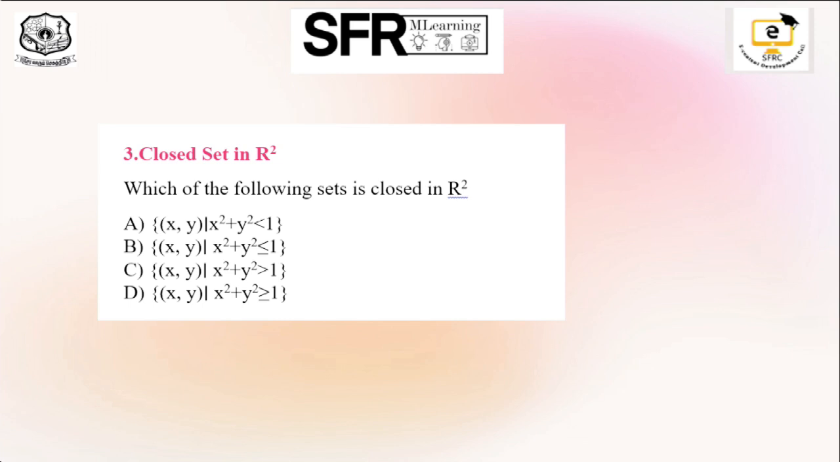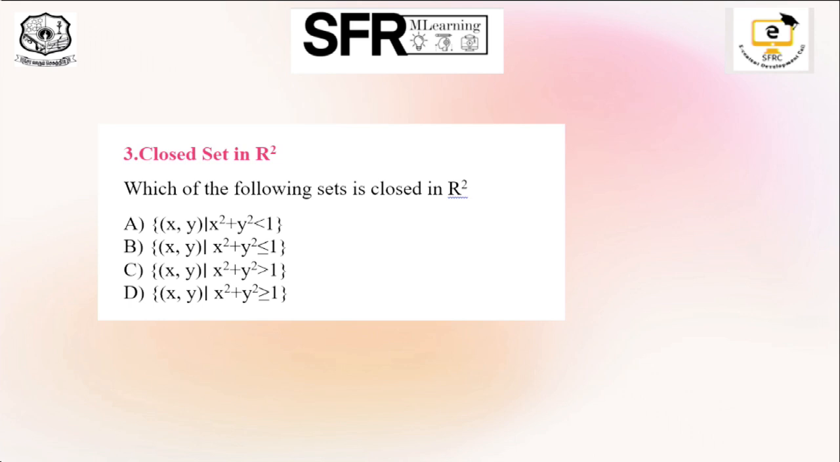For the third problem, we have discussed closed sets in R^2. Which of the following sets is closed in R^2? That is the question. For the first option, the set of all (x, y) where x squared plus y squared is less than 1, this includes all interior points but does not include its boundary. Therefore, option A is incorrect. For option B, it is the set of all (x, y) such that x squared plus y squared is less than or equal to 1. Therefore, it includes all boundary points of the circle as well as interior points of the circle. So this is the best option.